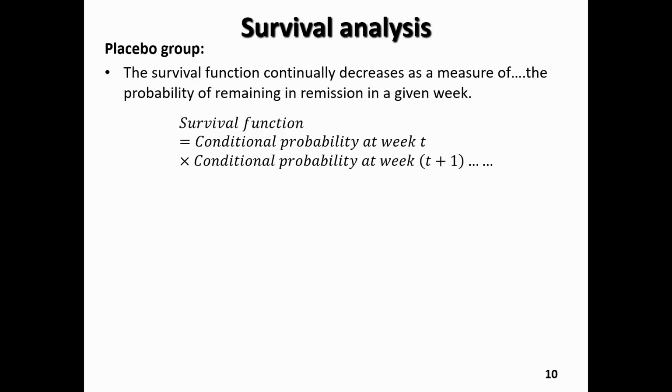Once the conditional probabilities are calculated, and this is conducted on a week-by-week basis, the survival function can then be calculated as a product of the conditional probabilities week to week. In doing this, the survival function will continually decrease as a measure of the probability of those remaining in remission in a given week, or stated more generally, as a probability of those cases in the study that had not experienced the key event.